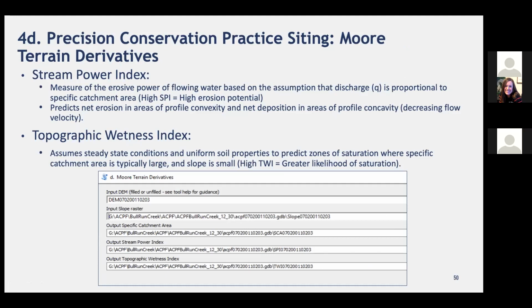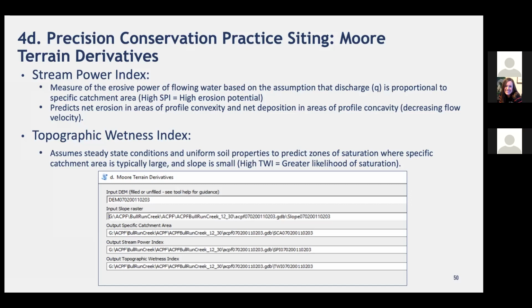That stream power index, or SPI, is basically just a measure of the erosive power of flowing water, which is based on the assumption that discharge would be proportional to our catchment areas. The critical part here is that a high SPI indicates high erosion potential. And these areas where our stream power index may be higher may be spots where we consider using conservation practices like grassed waterways, for example, which we'll talk about next.